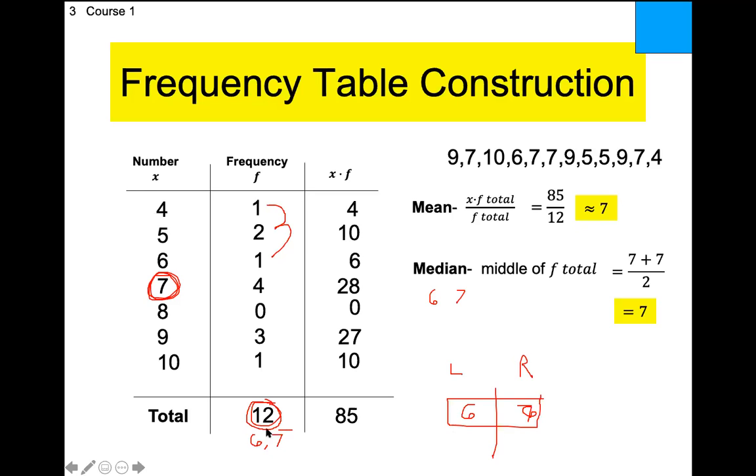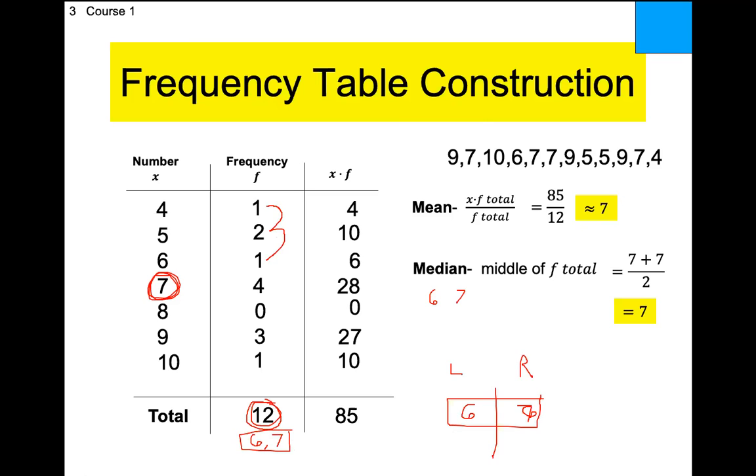I'm looking for the 6th and the 7th number. Where are the 6th and the 7th number? Well, they go back up to your middle column. It tells you where the numbers are. The first number is a 4. The second and the third number are a 5. The fourth number is a 6. And the 5th, 6th, 7th, 8th, and 9th number are all 7s.